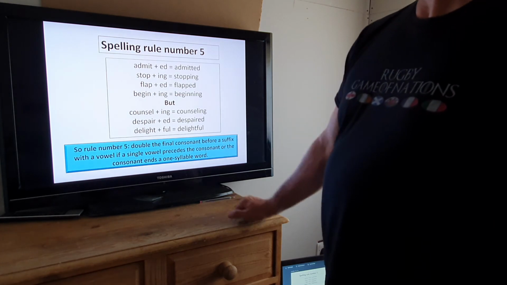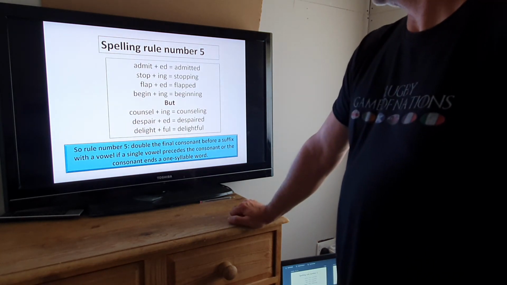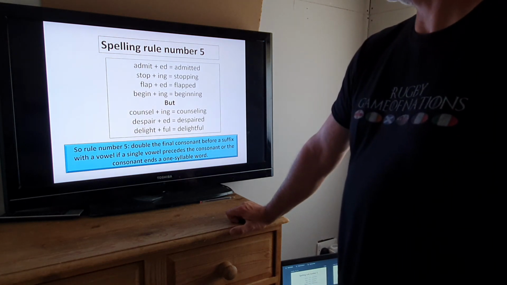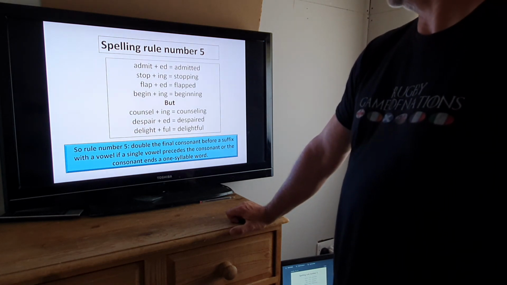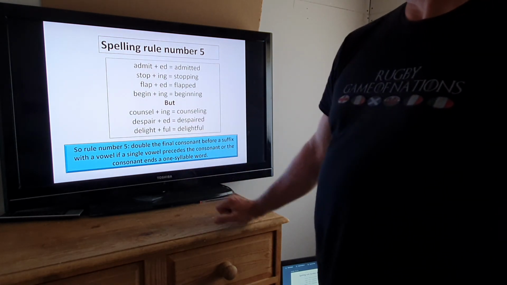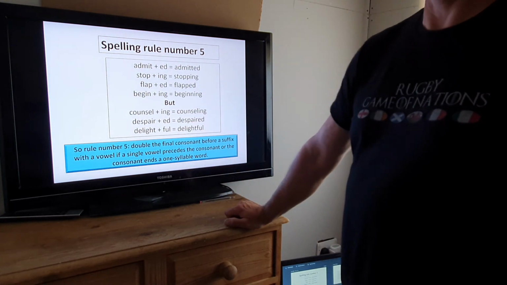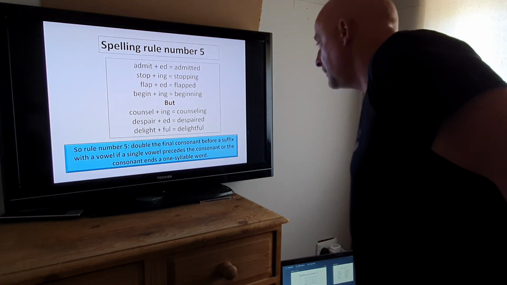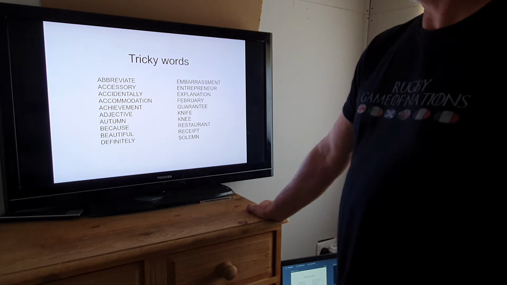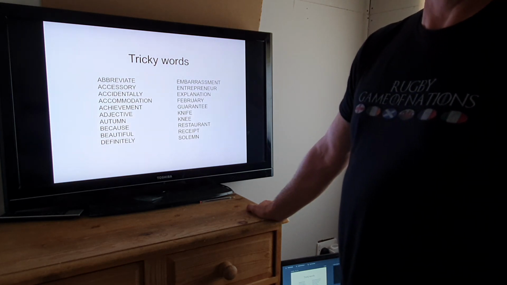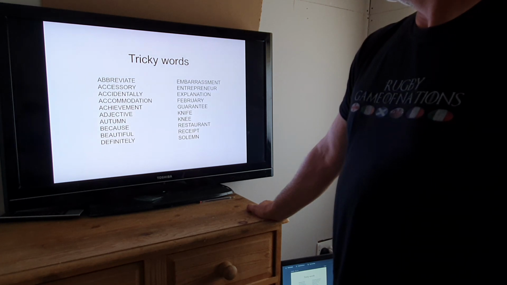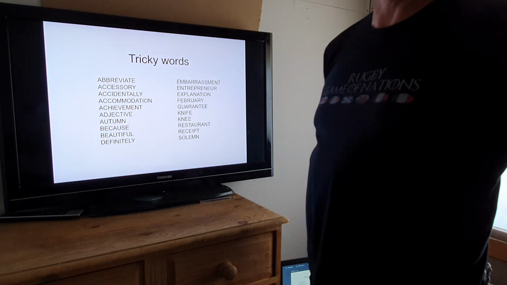Or if the consonant ends a one-syllable word, like flap, you have to have the 2 P's in that. However, remember your exceptions. Just a few to keep in your mind, tricky words. You can learn them, you can use them in your own writing. And I will send you all the slides to go with that.